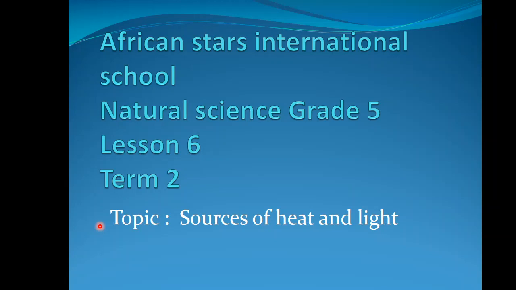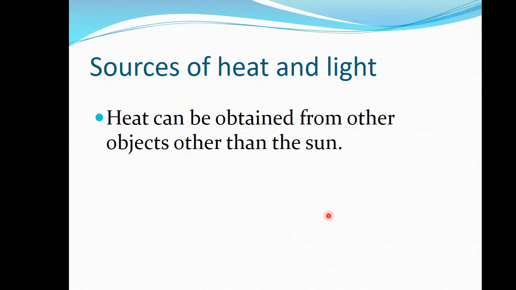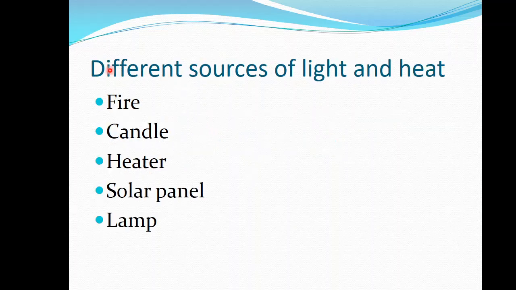Welcome to your Nature Science e-learning lesson 6, term 2, and our topic for today is sources of heat and light. Heat can be obtained from other objects other than the sun. Remember last time we were talking about the sun as a source of heat and light, but it's not the only source. Light and heat can be obtained from other objects. Let's find out about these objects.